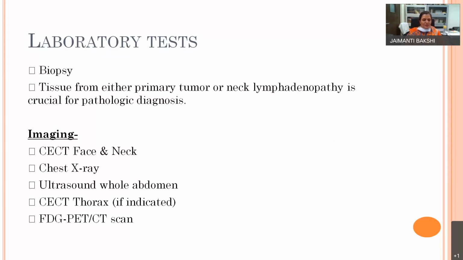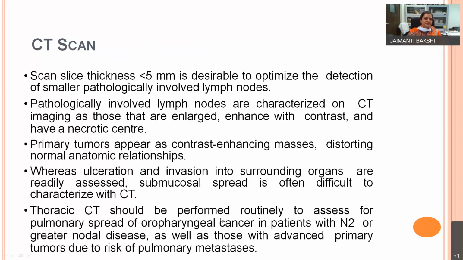Imaging should be done in the form of contrast enhanced CT from the base of skull to T4, and it should include the face and neck. Chest X-ray should be done, and ultrasound of the whole abdomen to rule out distant metastases. CECT thorax should be done in patients who have a high risk of lung metastasis, and FDG PET CT scan should be done in patients who have advanced stage of the disease or heavy nodal disease.